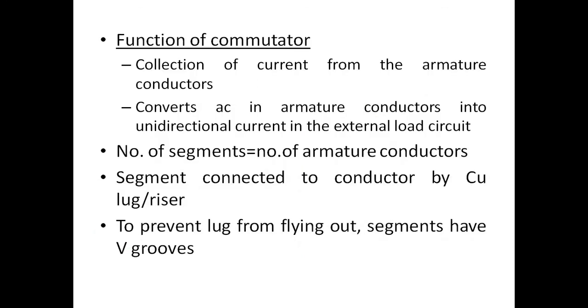Commutator overview, then function of the commutator. Collection of current from the armature conductors; it converts AC in the armature conductors into unidirectional current in the external load circuit. The number of segments is equal to the number of armature conductors. Each segment is connected to its conductor by a copper lug riser. To prevent the lug from flying out, the segments have V grooves.